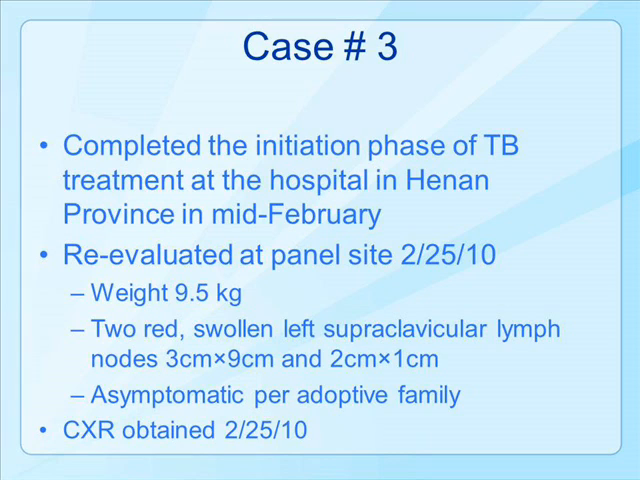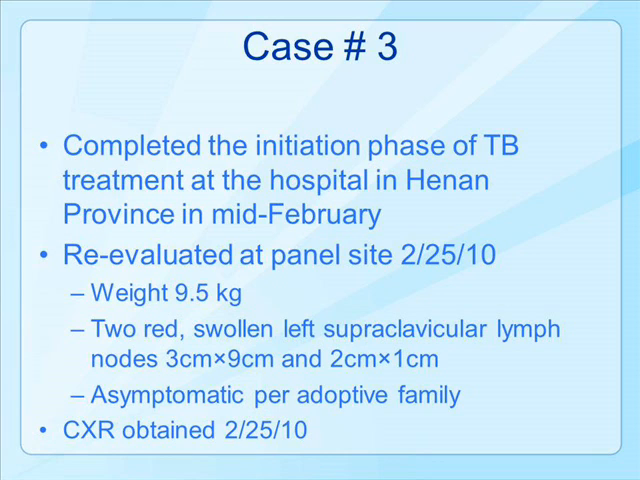So in this case, the patient actually completed the initiation phase of TB treatment at her hospital in her province because the results weren't available yet that the patient had extensive resistance, but was reevaluated at the panel site February 25th of 2010. At the time, she was about 10 kgs, and was found to have 2 red swollen left supraclavicular lymph nodes that were 3 by 9. I'm not sure that's centimeters.